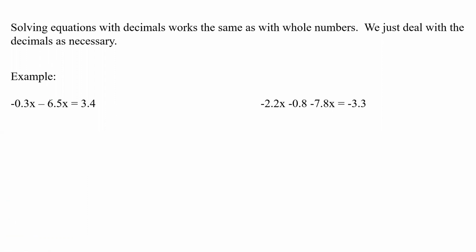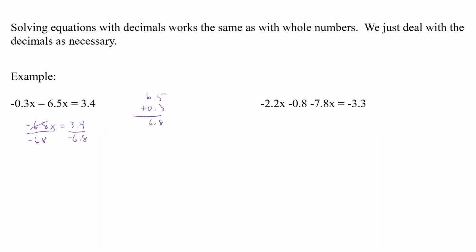So we have two negative numbers we're adding together. So 6.5 plus 0.3 is going to give us a negative 6.8x. Basically, all we're doing is taking 6.5 plus 0.3, and that was 6.8. And we still have the variable x with it, and that's equal to 3.4. Now we have to solve for x, so we're going to divide by a negative 6.8.